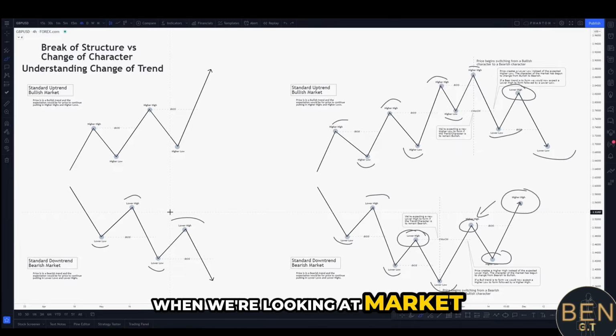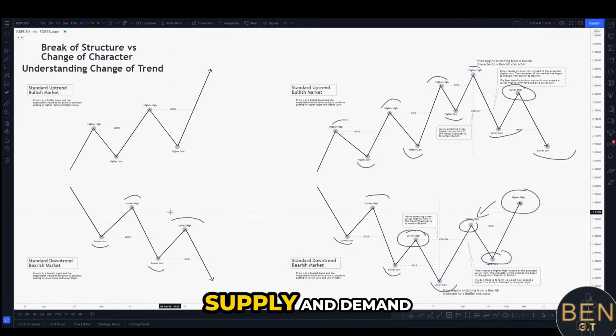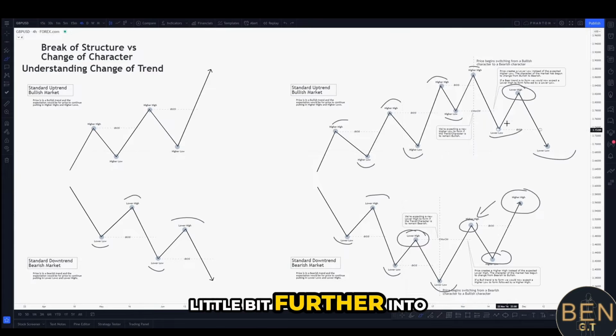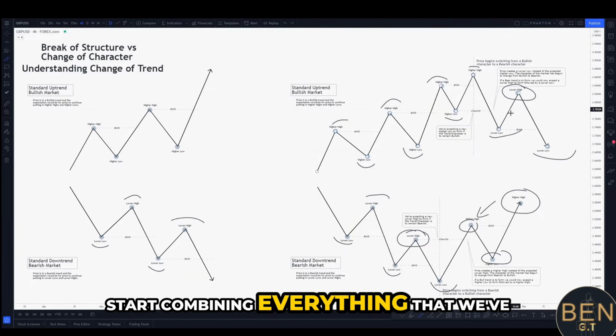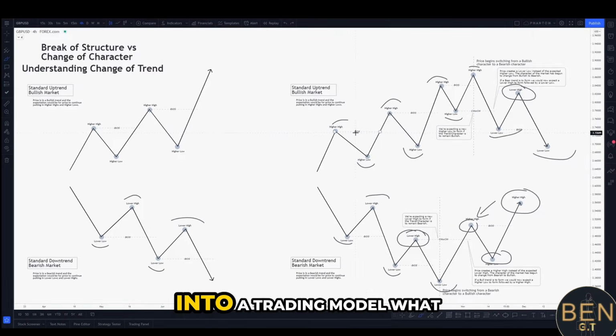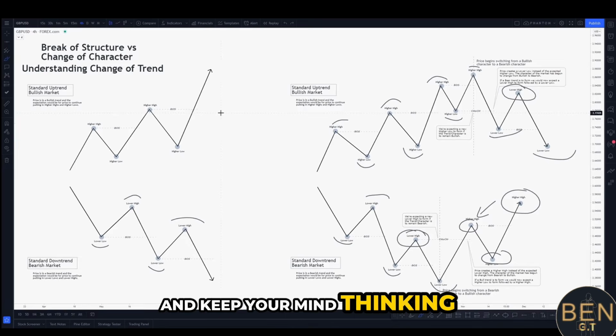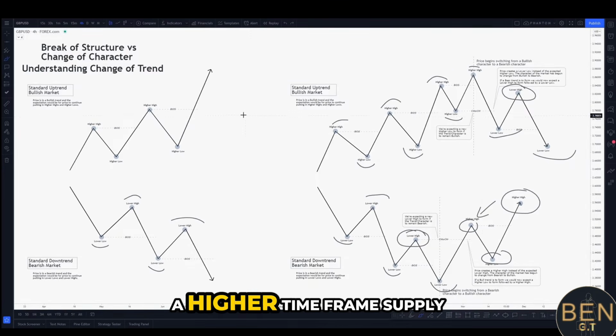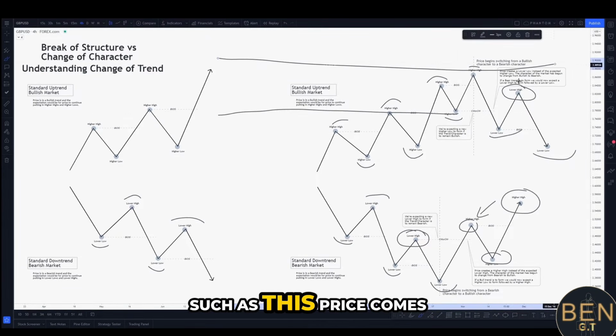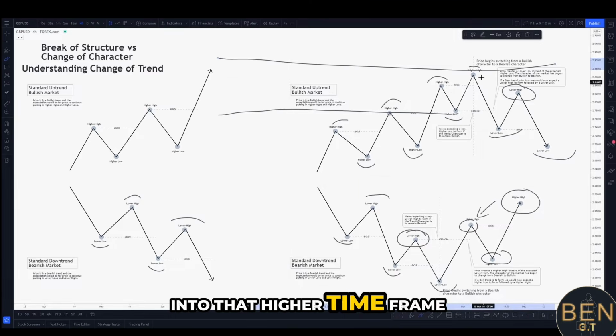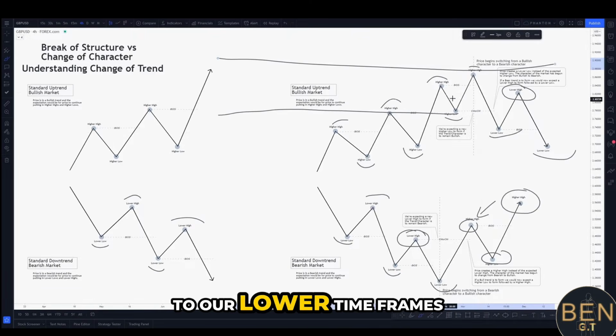when we're looking at market structure, when we're looking at trading supply and demand, because once we go a little bit further into supply and demand and start combining everything that we've learned into a trading model, what we'll begin to see, and I'll be getting a little bit ahead of myself when I say this, but just to conceptualize it and keep your mind thinking, is when we have, say, a higher time frame supply zone such as this, price comes into that higher time frame supply zone, we drop down to our lower time frames.